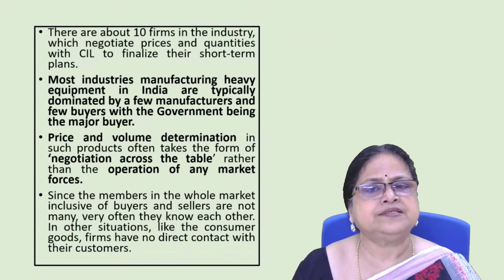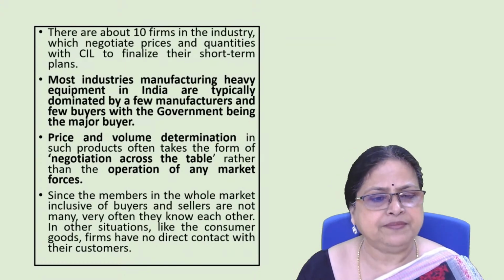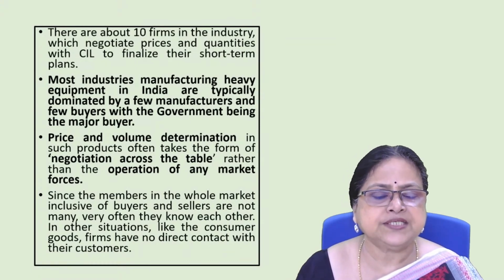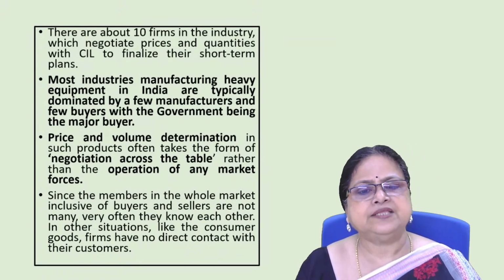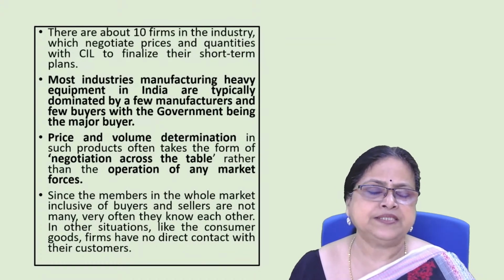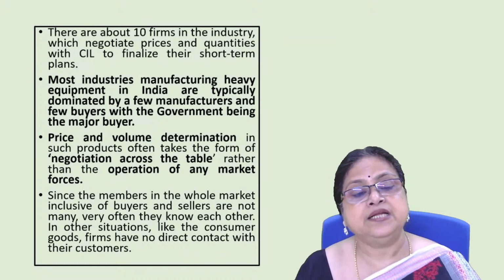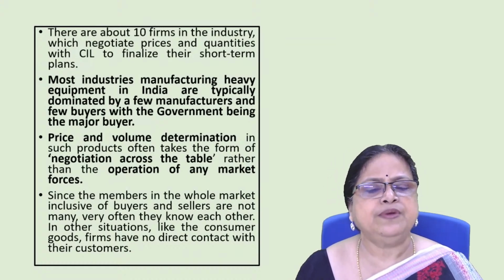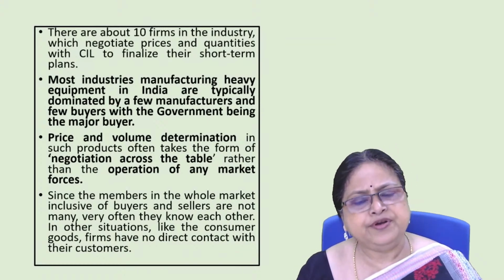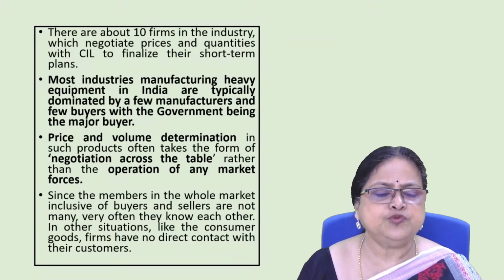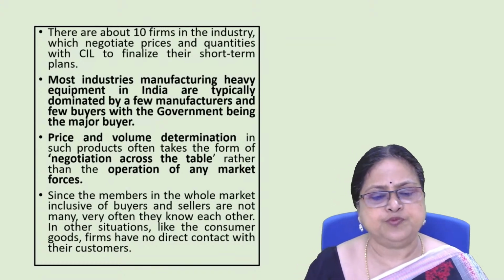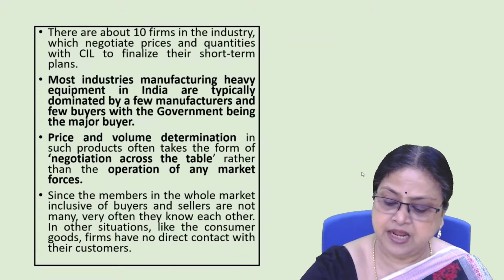So if there are few sellers and few buyers, and the government is one of the major buyers, in this type of situation there is negotiation across the table rather than the operation of any market forces. Here the price and volume of output can be determined through a negotiation process, because the members in the whole market, including buyers and sellers, are not many. They often know each other. In other situations, like consumer goods, you find there are a lot of firms and a large number of consumers, so they do not have any direct contact with their customers.